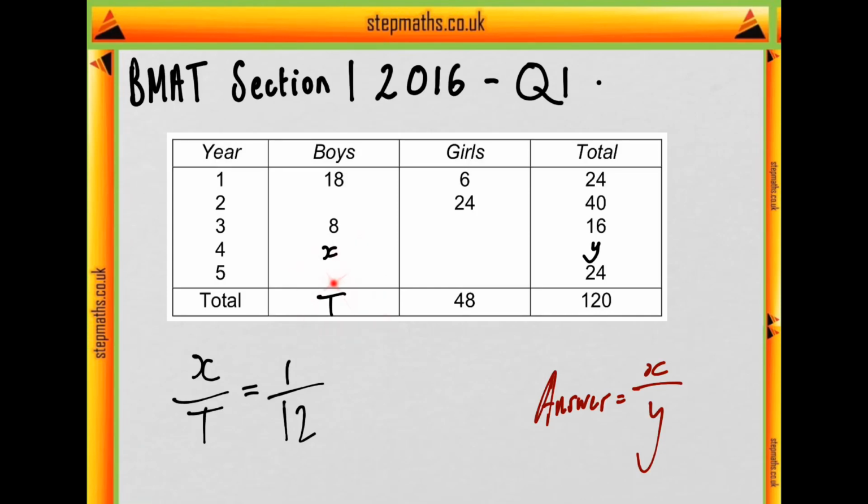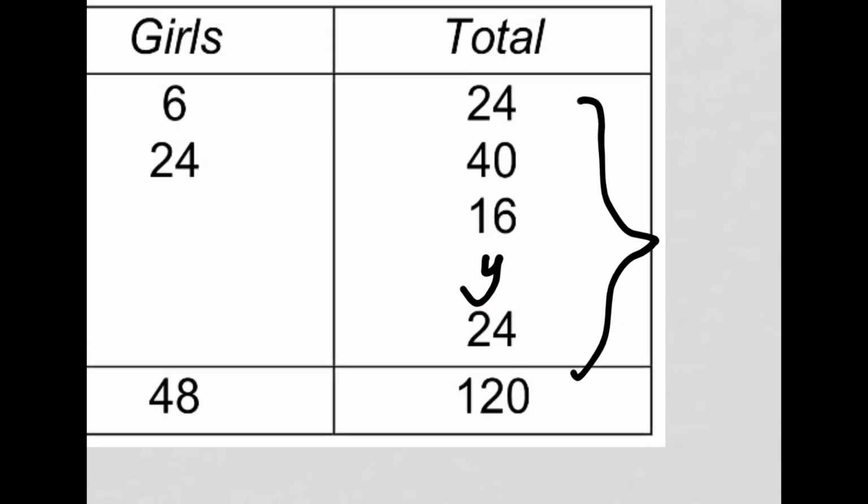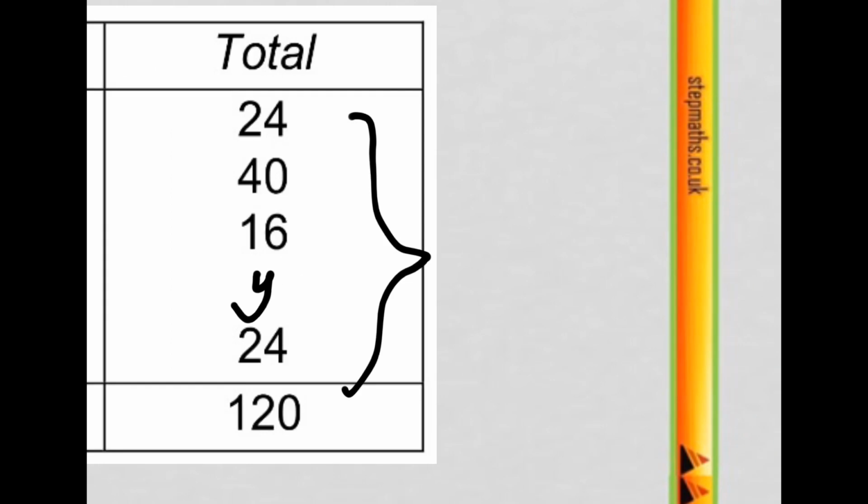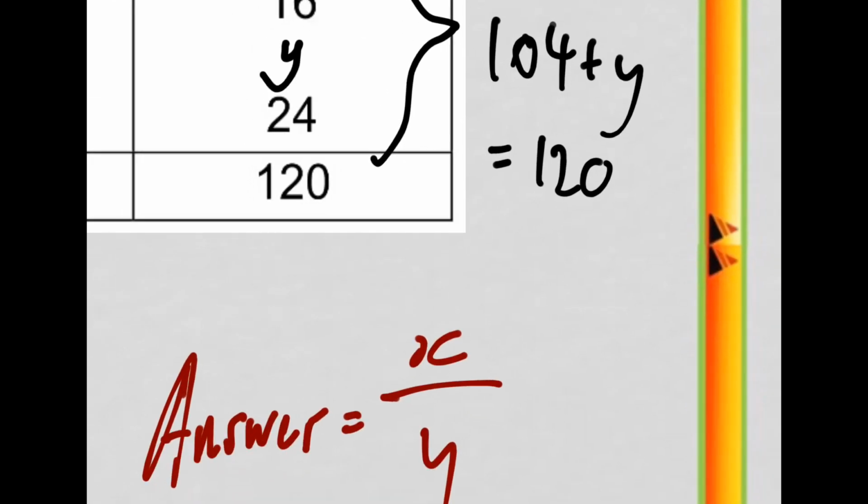We know that the total number of boys and girls must add up to 120, so finding T becomes straightforward. 120 minus 48, which we know to be 72, so we can drag that in. We also know that the sum of the children in each of the 5 classes adds up to 120, so we can work out what Y is. These values sum to be 104 plus Y, and we know that to equal 120. That means that Y must be 16.